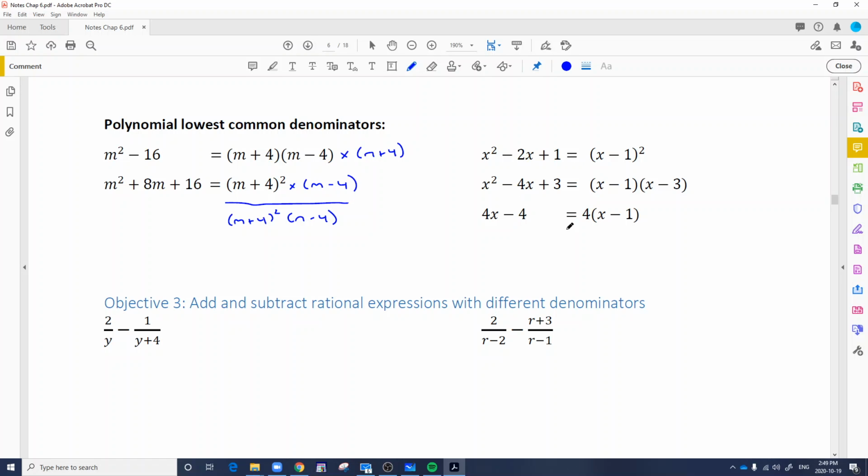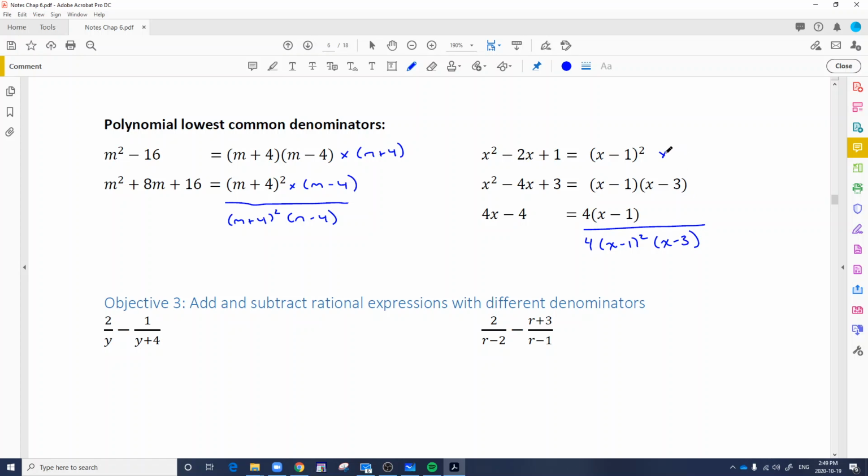Okay, looking at these ones, again, I've done the factoring for you just to make this a bit of an easier process, but the questions could have started with these denominators. Your first job will be to factor, and then you have to look for what the common denominator would be. So I'm looking at these coefficients, so this guy would have a 4, and then I have x minus 1 squared, and then I have this x minus 3.